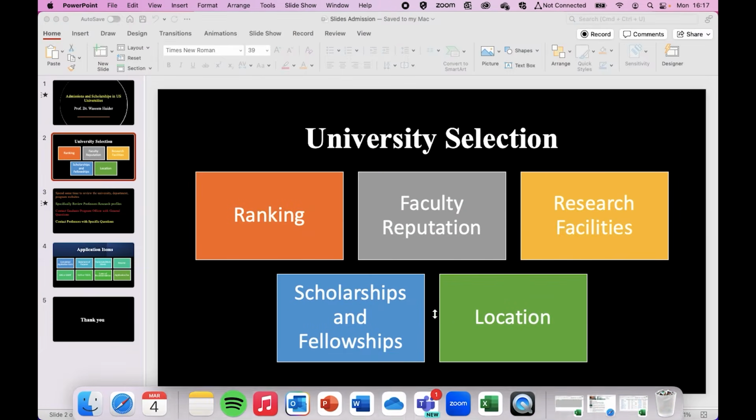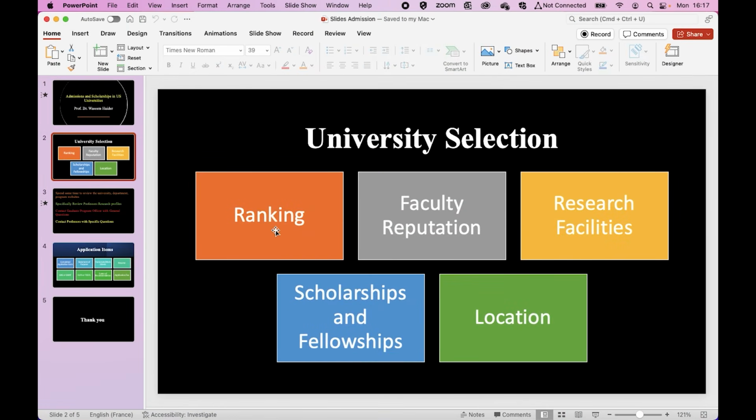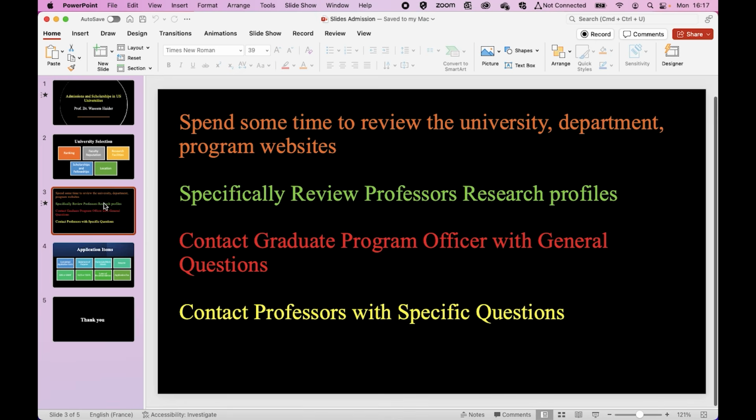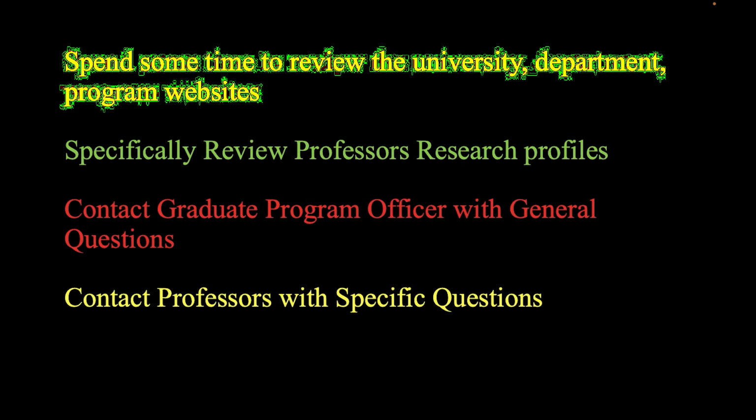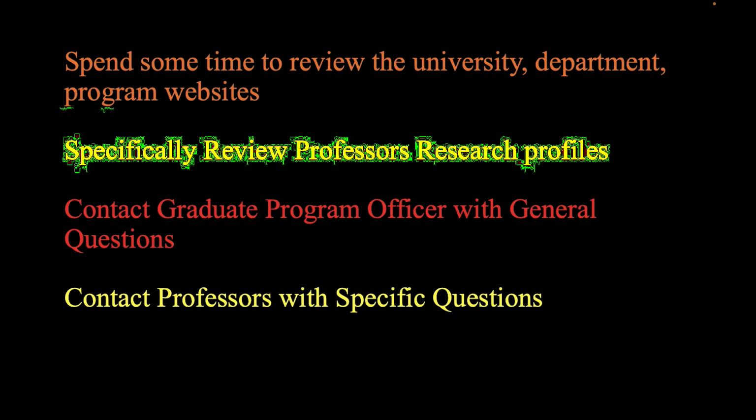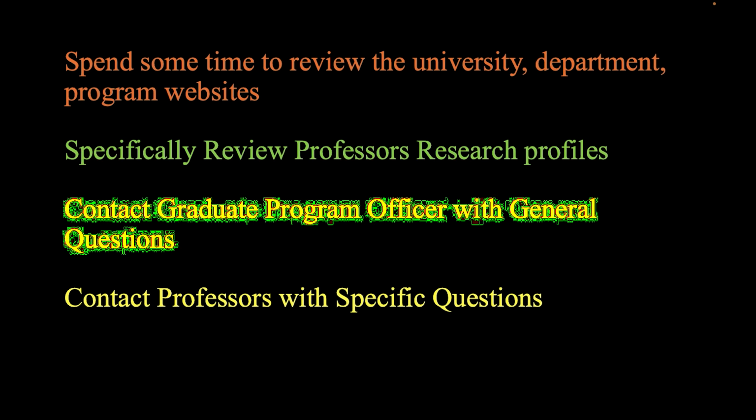Also, I would like to go back here. Once you have selected the ranking, once you have visited their website, it is very important that you really take your time and spend time to review the university department or the program pages. You specifically review different professors' research profiles, as I've just shown you. You can contact the graduate program officer with general questions regarding admission, the admission requirements, or even about the degree requirements, right?